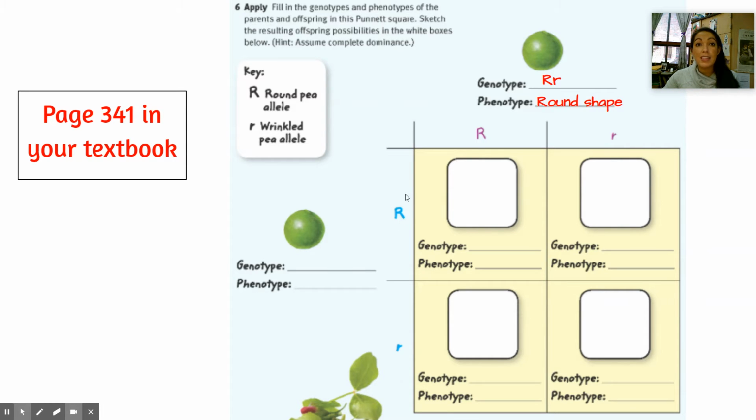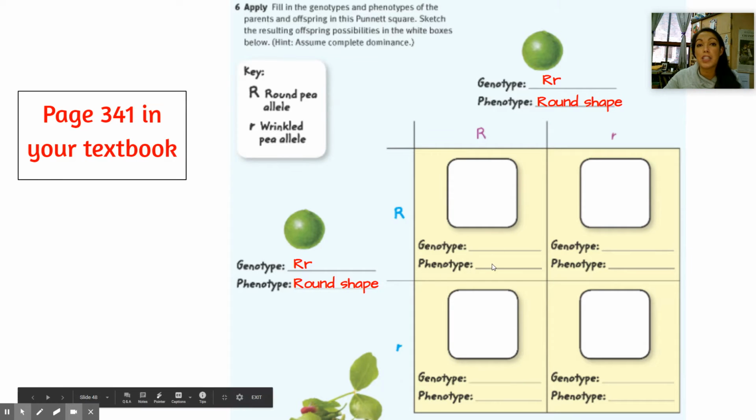Over here on the left side, this is my other plant I'm going to cross with. I've got a capital and lowercase. So again, its genotype is heterozygous. And its phenotype, again, you can see is round. So if I cross a round pea and a round pea, I would expect probably to get round peas, right? But remember, these are not homozygous peas. They are heterozygous. So they carry that wrinkled gene. It's just hidden. It's recessive. They carry it, so there's a possibility they could pass on that gene, that allele, to their offspring.